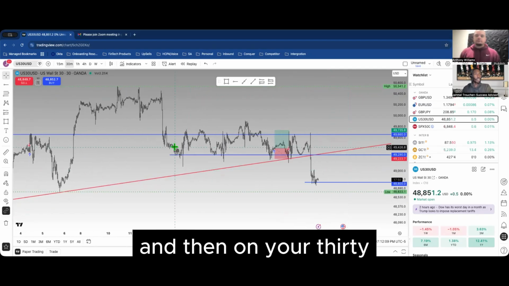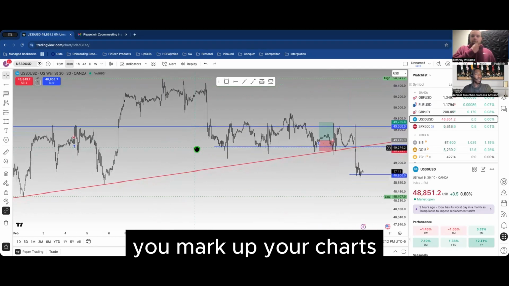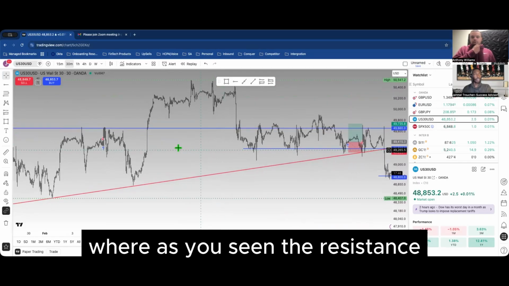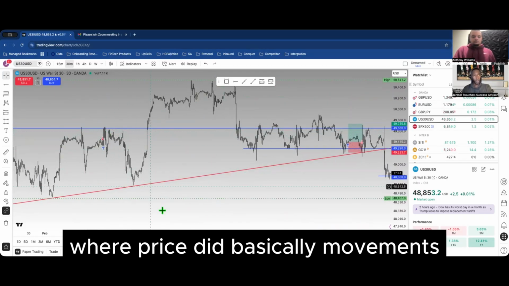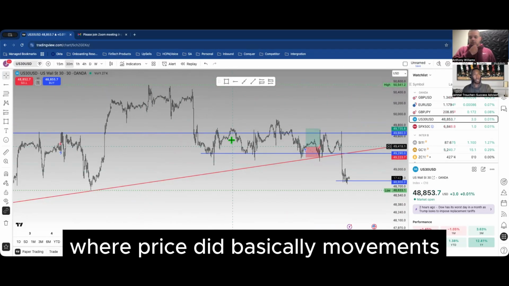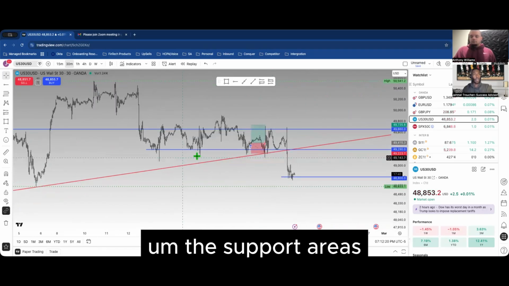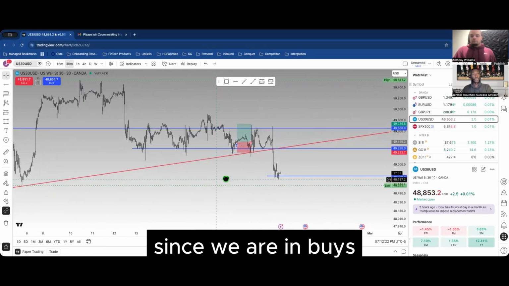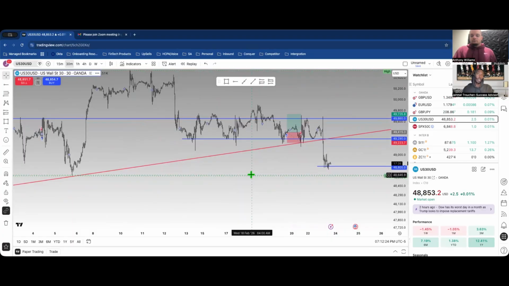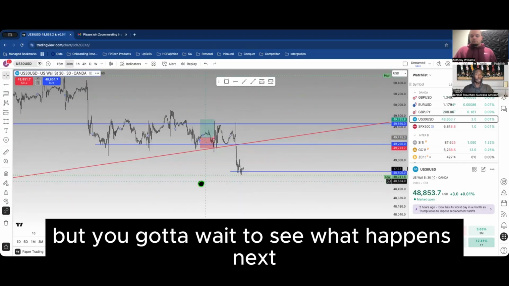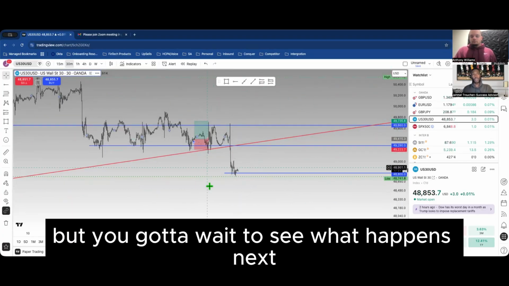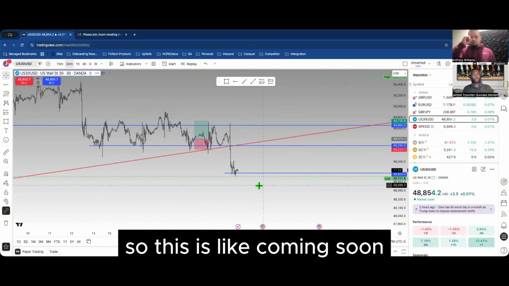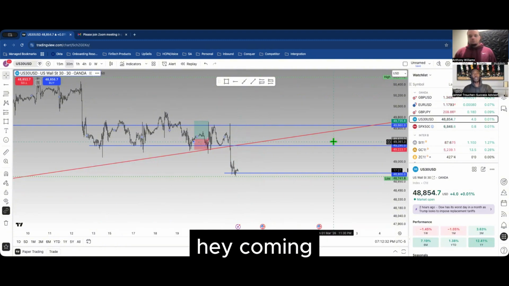And on your 30, you mark up your charts, where you see the resistance where price made movements, and the support areas. Since we are in buys, we just had a sell-in, but you gotta wait to see what happens next. So this is like coming soon. It's like a TV show, coming soon.